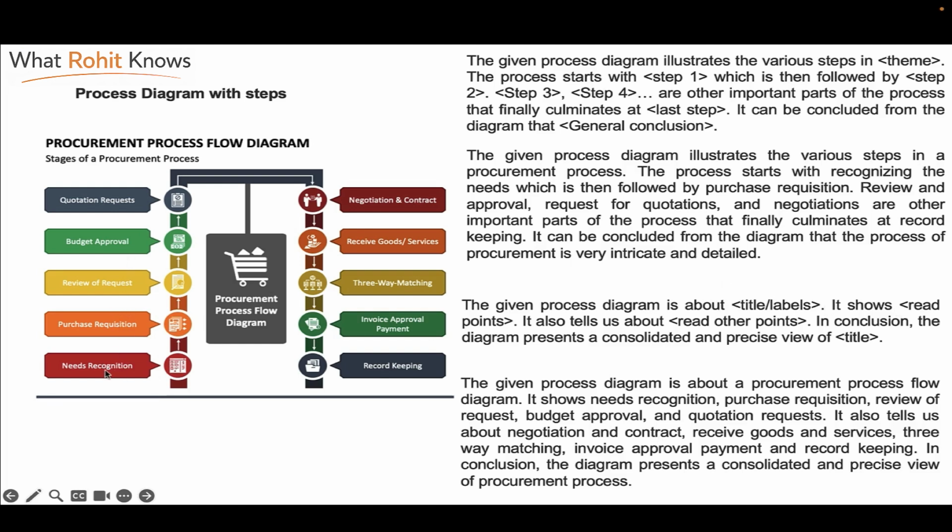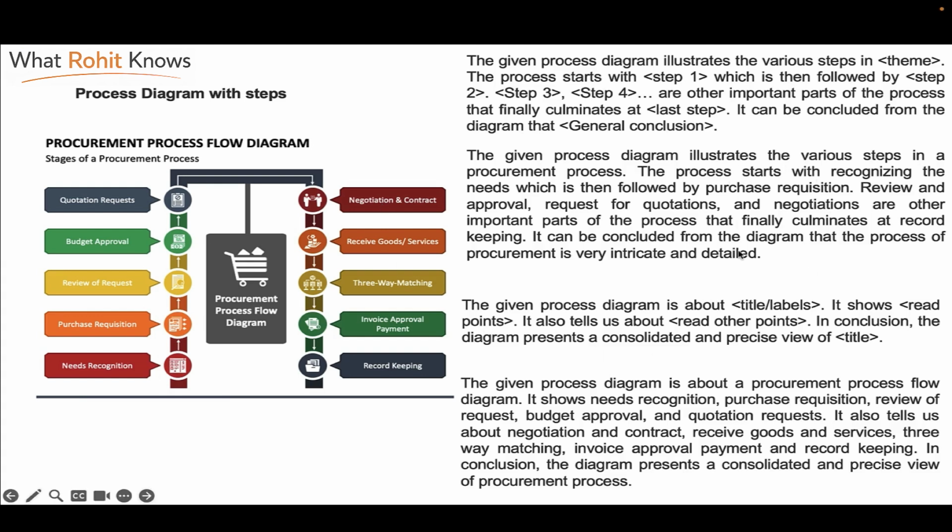It shows needs recognition, purchase, review of requests, budget approval, and quotation request. It also tells us about negotiation and contract, receive, etc. In conclusion, the diagram presents a consolidated and precise view of procurement process. So we didn't waste any time on paraphrasing in this case, and we also mentioned all the steps here.